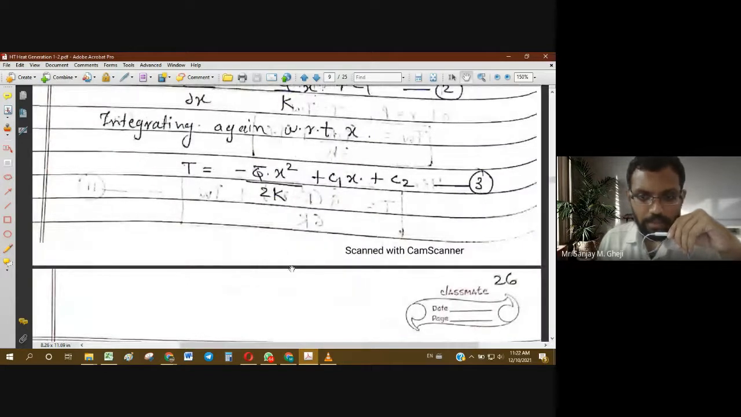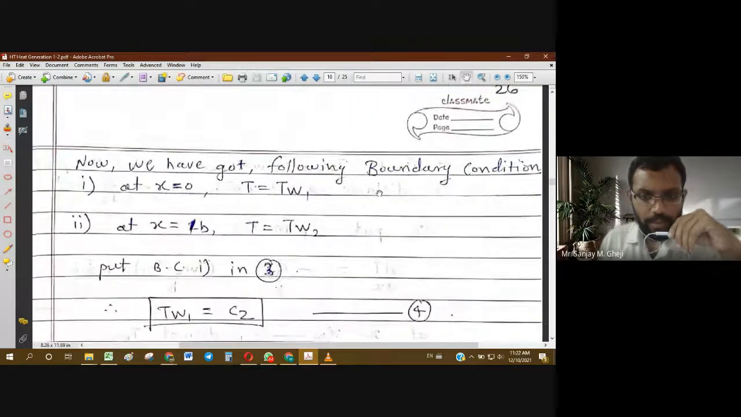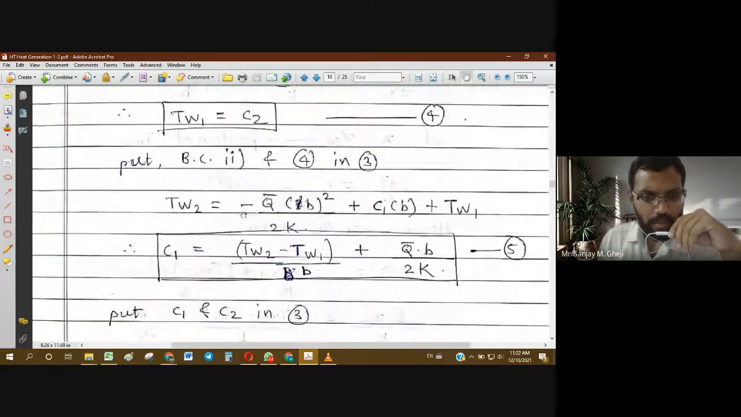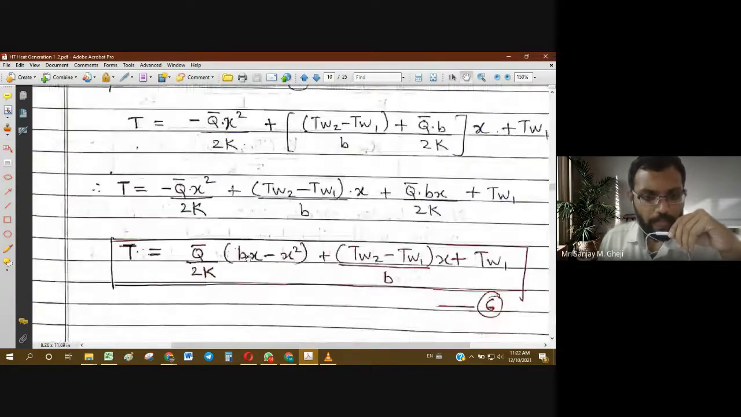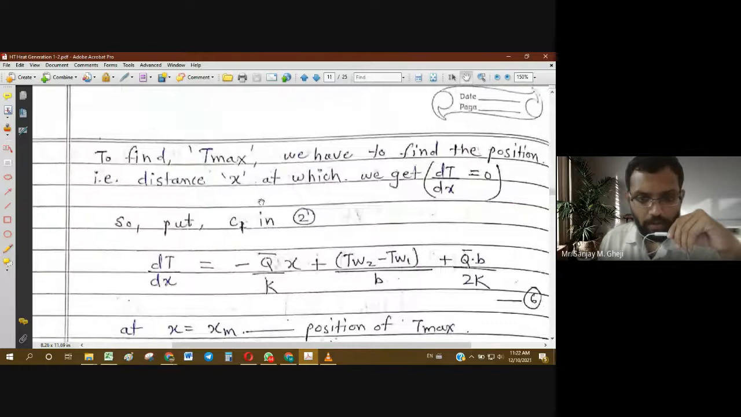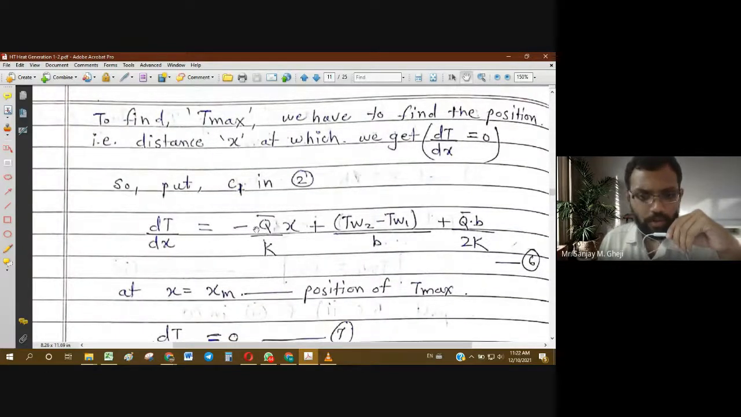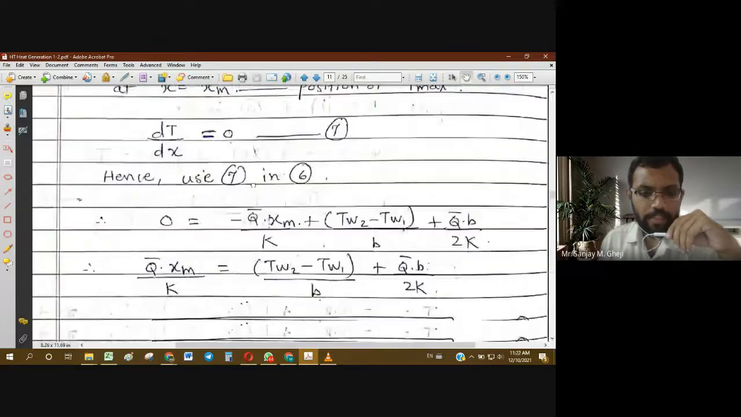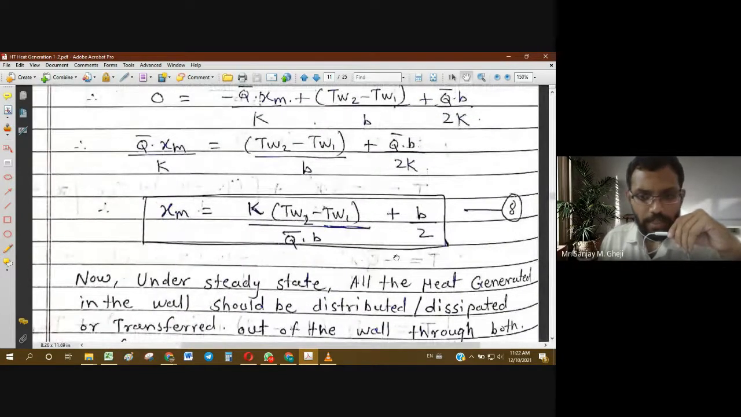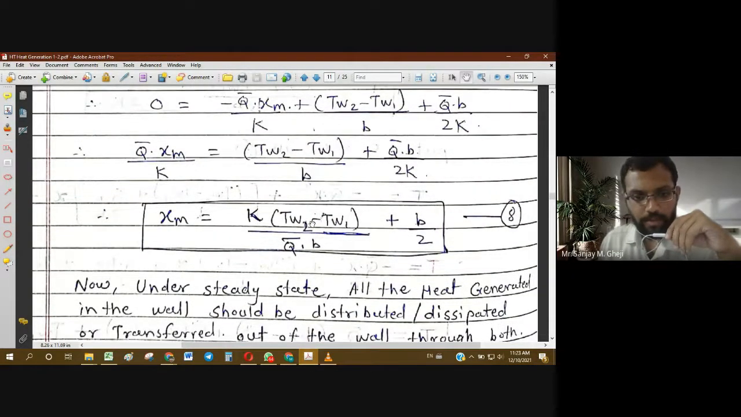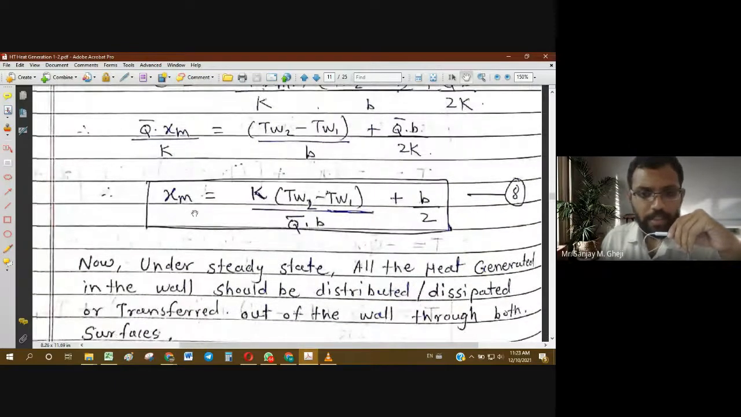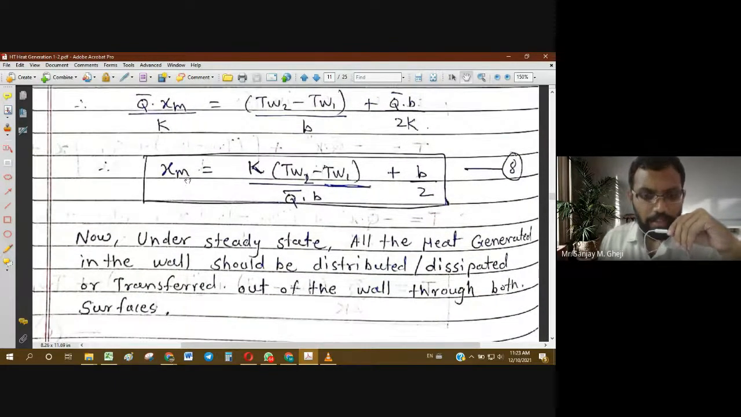You have to write this in C1 and C2 form. You have to apply the boundary conditions in unknown forms. You have to come up to this point. Then again you have to use the dT by dx equal to 0 condition to get the expression for xm, and xm will be obtained like this. Up to this part you have to do it again, rewriting all the steps, and xm equal to this. Then from this point onwards you can put in the values and get the value of xm.